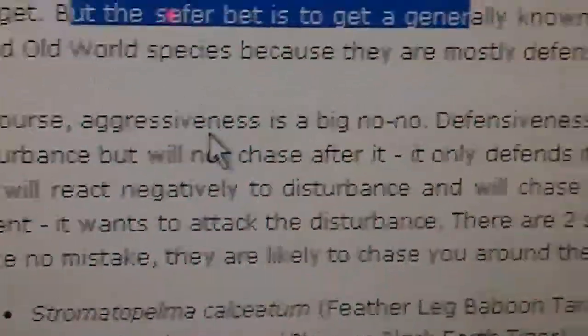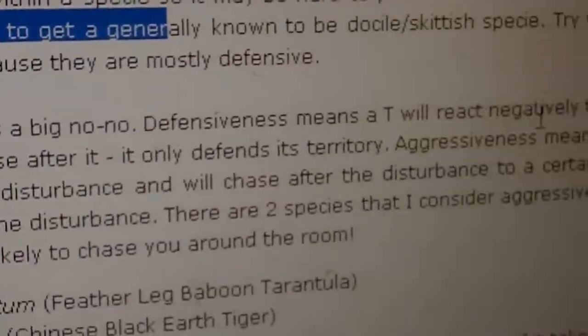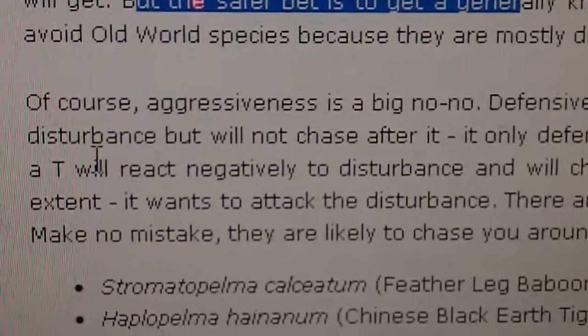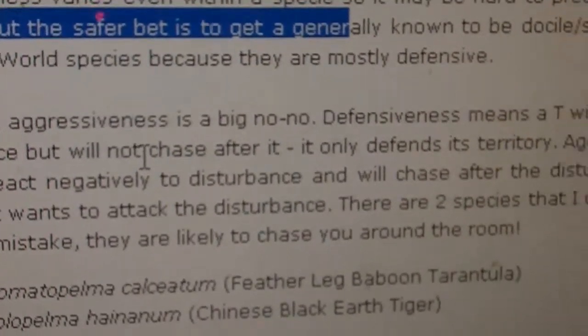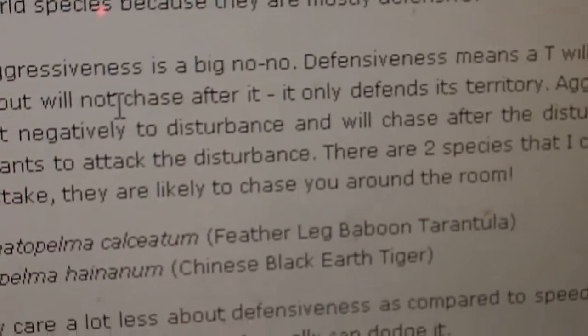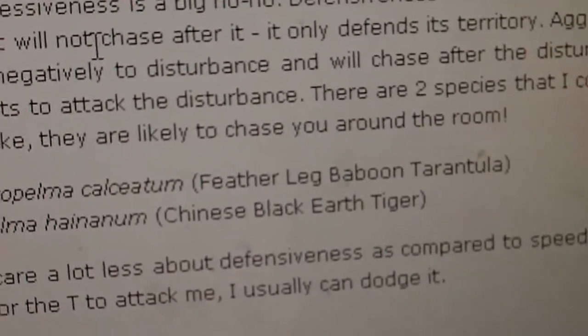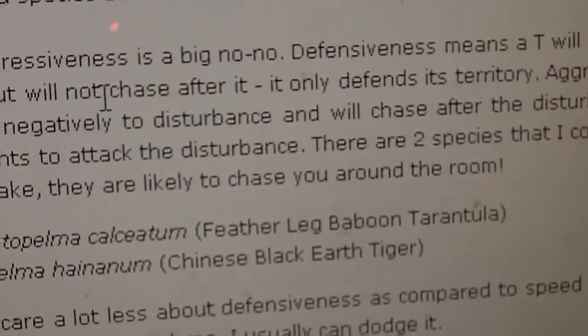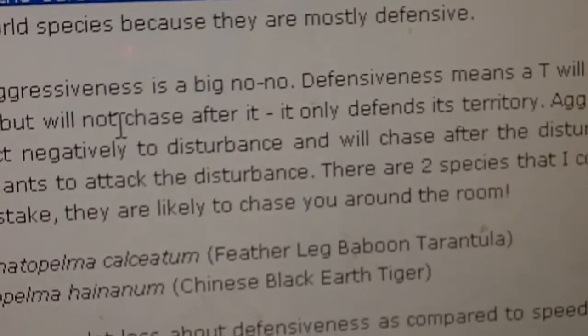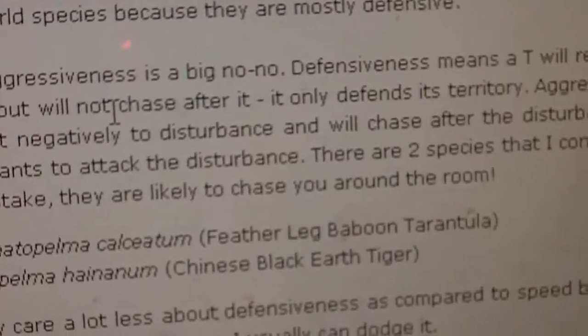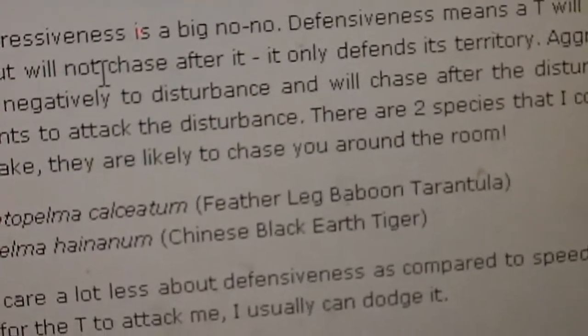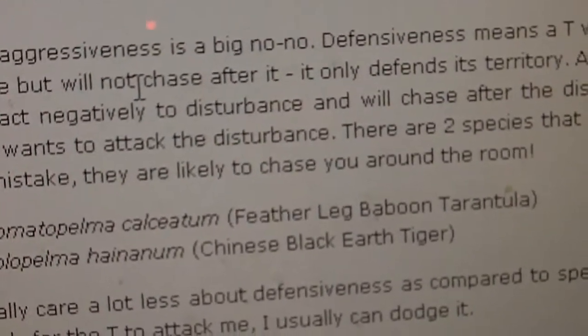Of course, aggressiveness is a big no-no. Defensive T means that a T will react negatively to a disturbance but will not chase after it. So if you touch the enclosure with a paintbrush, it goes into a threat posture, but it doesn't actually go after it, then that means it's a defensive T. So defensive Ts are like my P. cancerides, my L. difficilis, the A. geniculata, and so forth.